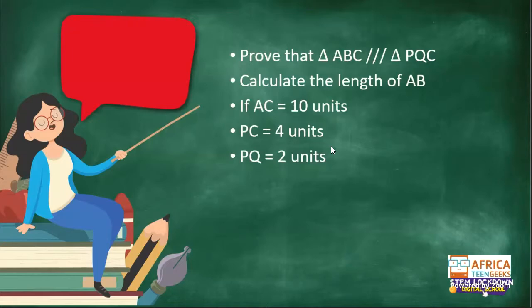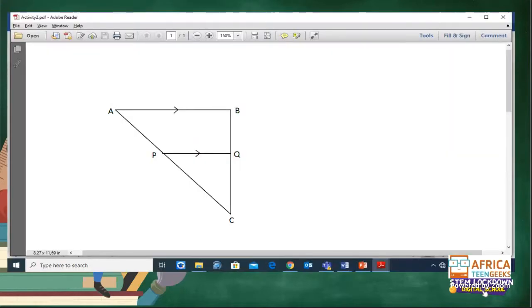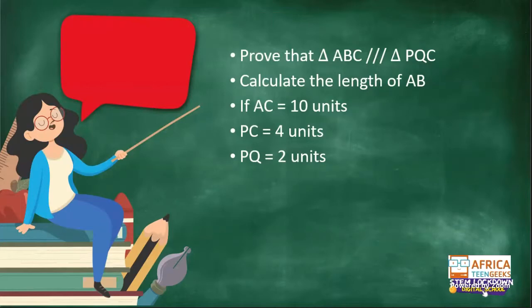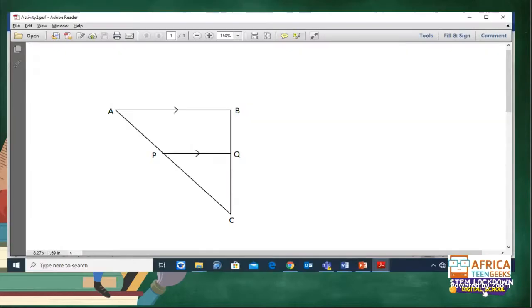Sorry, sir. Yes. Please repeat the question, sir. I don't really understand what we're supposed to do, sir. I'm supposed to prove that it's similar or not, sir. Triangle ABC and triangle PQC. So can you see the two triangles? The bigger triangle ABC, smaller triangle PQC.